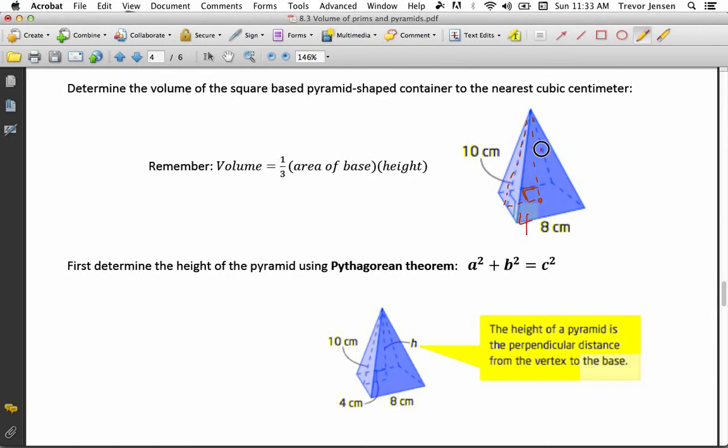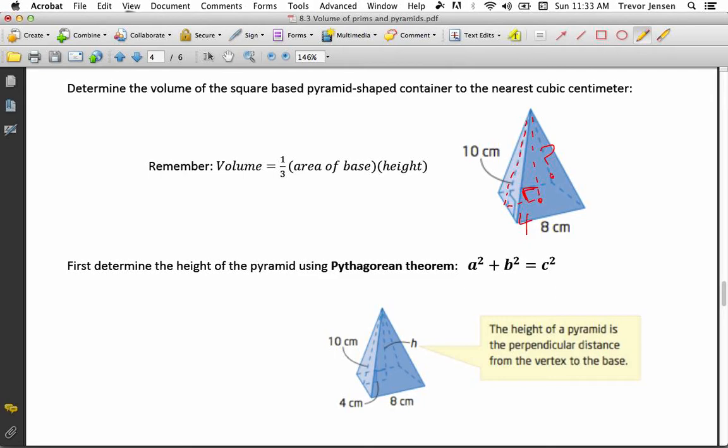I need to figure out the height of that pyramid. But what I have is a right triangle. I know that to figure out a missing side of a right triangle, you can use the Pythagorean theorem. And that's what I have written below. First, determine the height of the pyramid using the Pythagorean theorem. So I put a note here: the height of the pyramid is the perpendicular distance from the vertex to the base. So that means go from the middle of the base right up to the vertex.